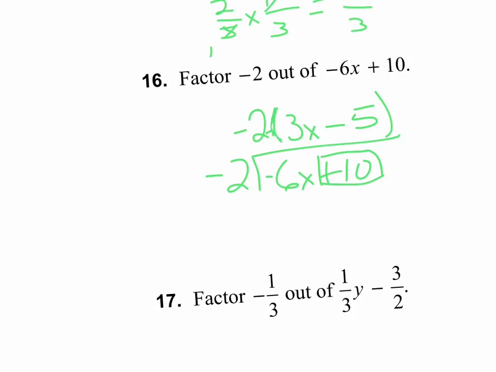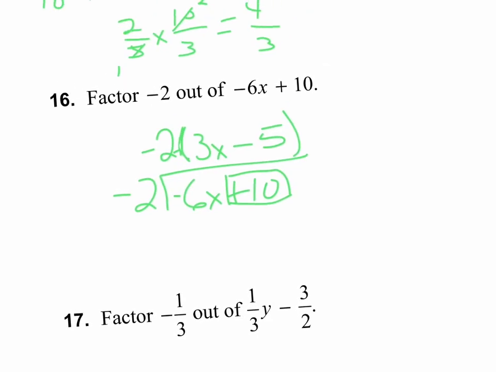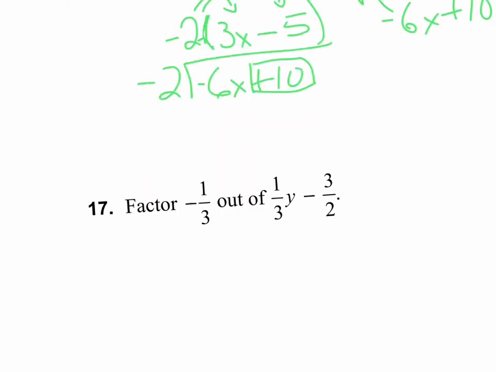And then let's go ahead and check and just make sure we did this right, just because the negative kind of throws us off. -2 times 3x is -6x. Negative times positive is a negative. And then -2 times -5. Negative times negative is positive. And then 2 times 5 is 10. So yes, we did that one correctly.